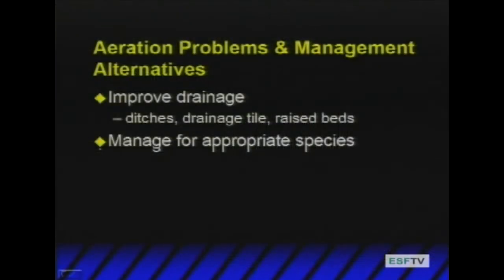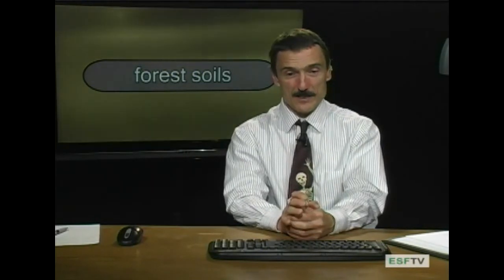Another way to do it is to just accept poor drainage or poor aeration and utilize the appropriate species. There are a number of species that are able to effectively compete in poor aeration, black spruce, for example, and we've talked about some of these in the past. Red maple can handle some pretty wet conditions. What are the species that can't?